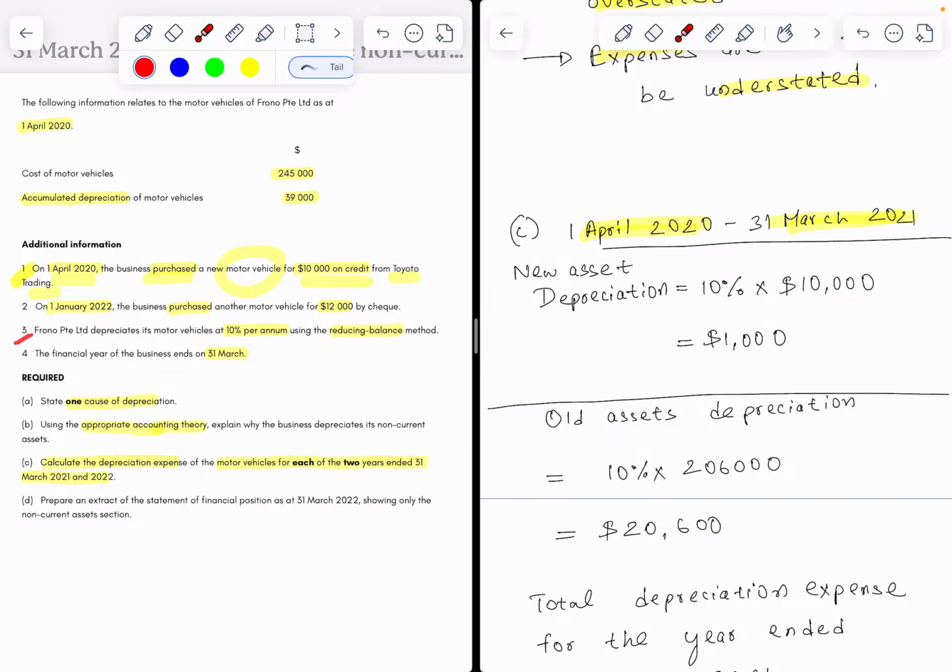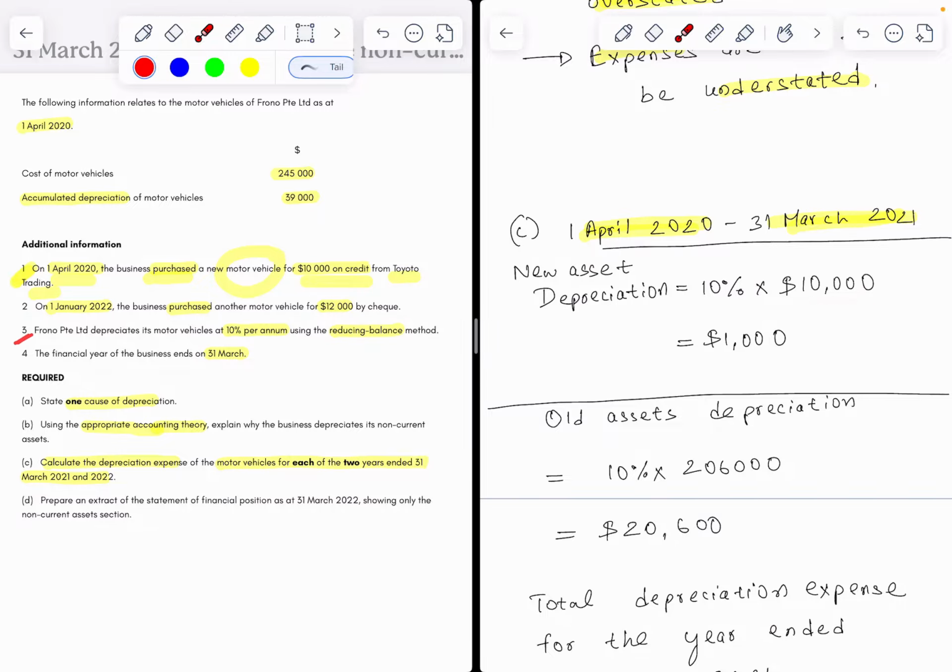And in this case, we're applying the full rate of 10% because the asset was bought on the 1st of April 2020, which means it has been used for the entire year, ending 31st of March 2021. So 10% of $10,000 will give us $1,000, which is the depreciation for this new asset, okay? And we have also got the old assets, and we found the net book value at the beginning, which is the difference between $245,000 and $39,000, which gave us $206,000.